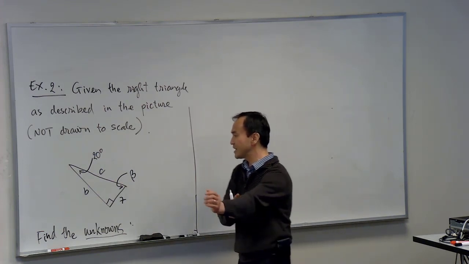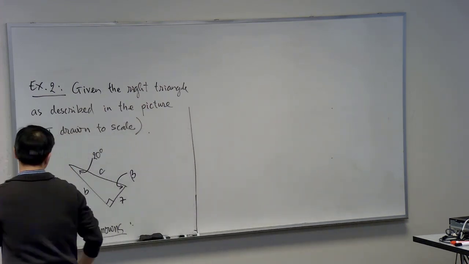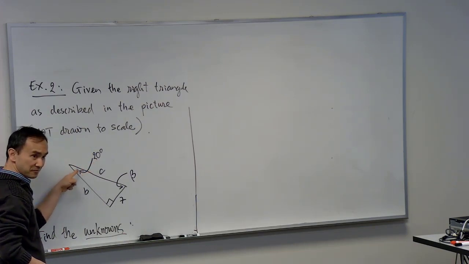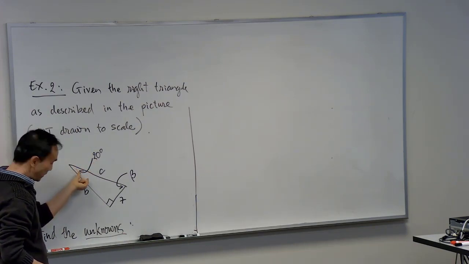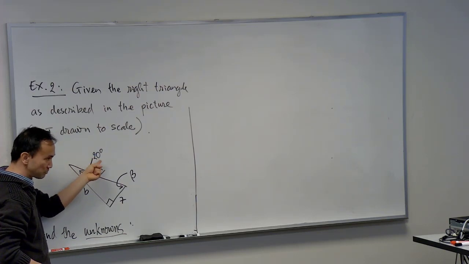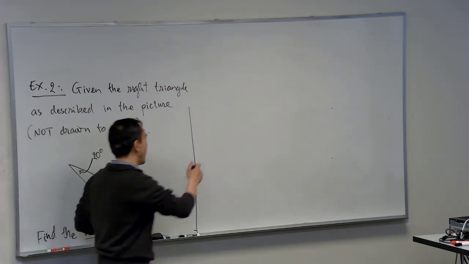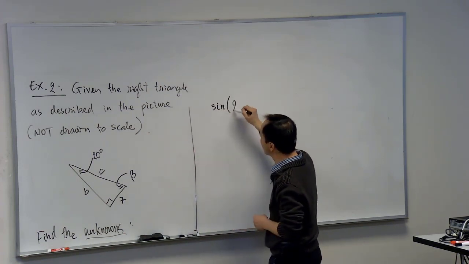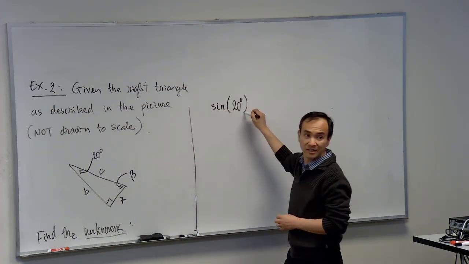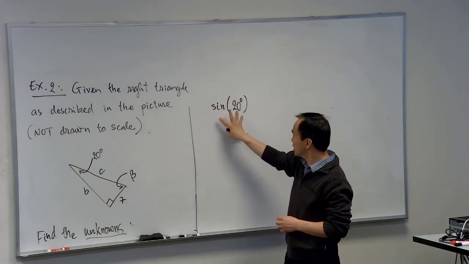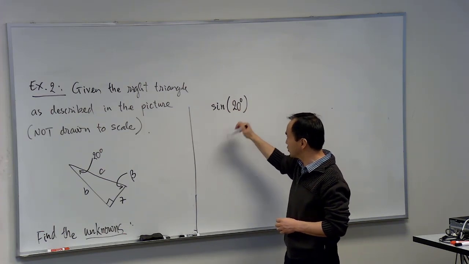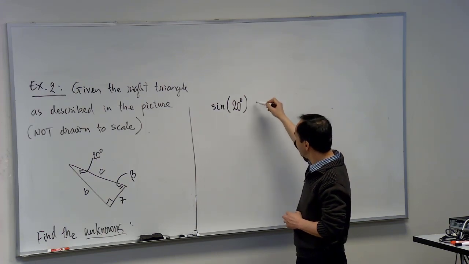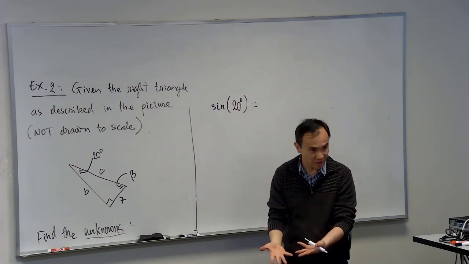And so here's how I'm seeing this. From this angle that we know being 20 degrees, we can calculate easily using your calculator. But make sure to put your calculator in degrees, because our angle is measured in degrees, right? So sine of 20 degrees, we can get out of the calculator. You guys agree? Okay.